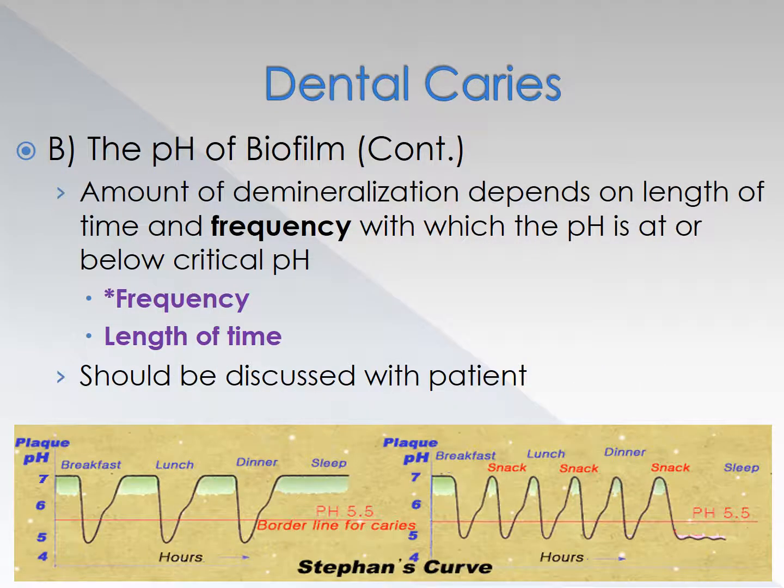All right, so the pH of biofilm: the amount of demineralization depends on the length of time and frequency in which the pH is at or below the critical pH. Frequency, length of time. You need to know those two. This should be discussed with the patient. So you can see in this, they eat breakfast, the pH drops, okay? Then it comes back up, they eat lunch, and it drops back down.